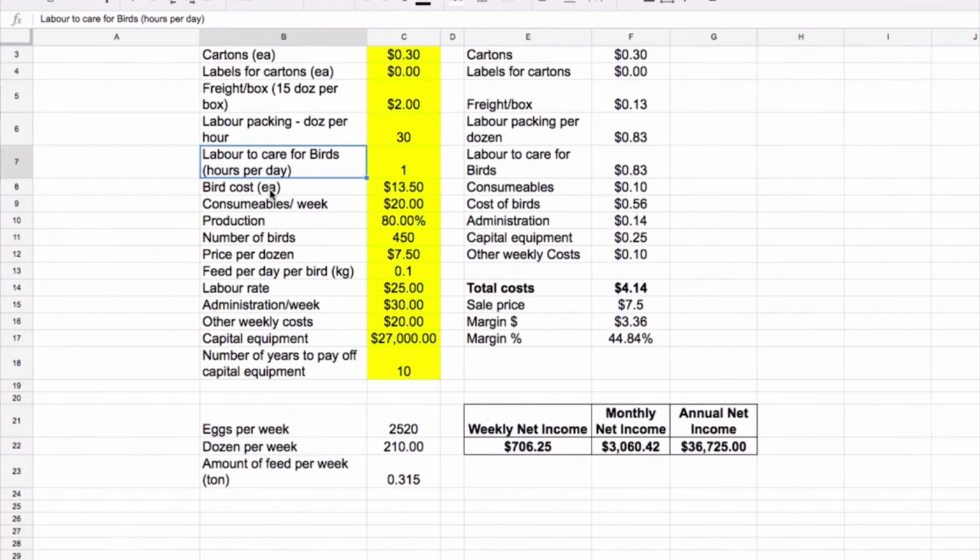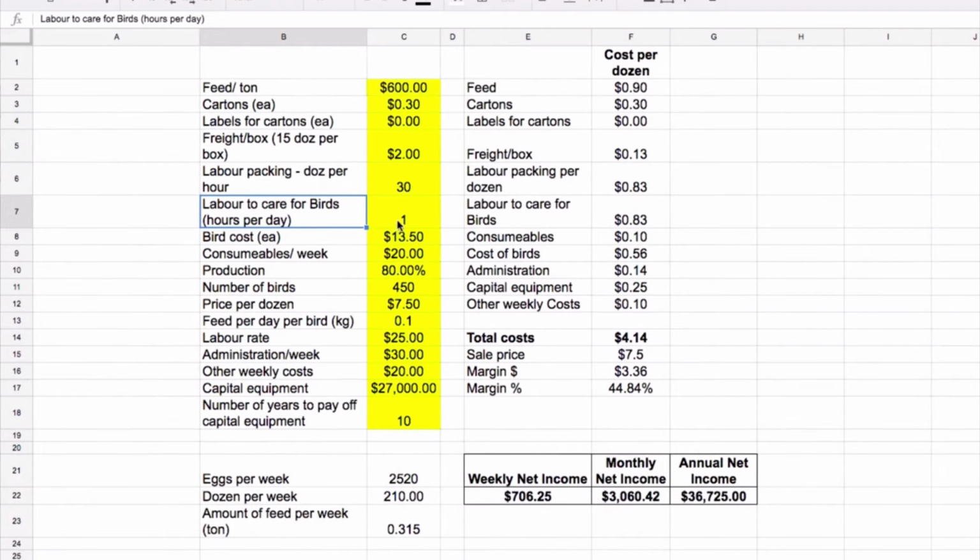So just there, labour to care for birds, if we make it 45 minutes a day, so that would be 0.75, going from $700 a week to $750. So there's a lot more money to be made as you make your farm more efficient. So I hope that's been helpful.